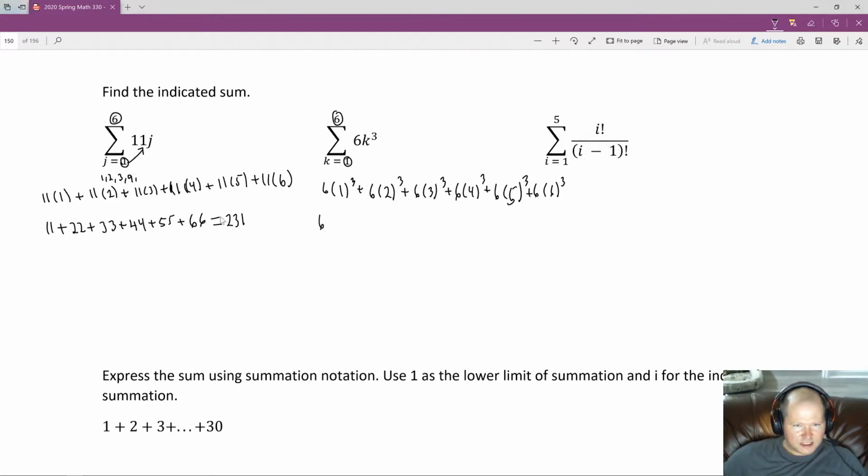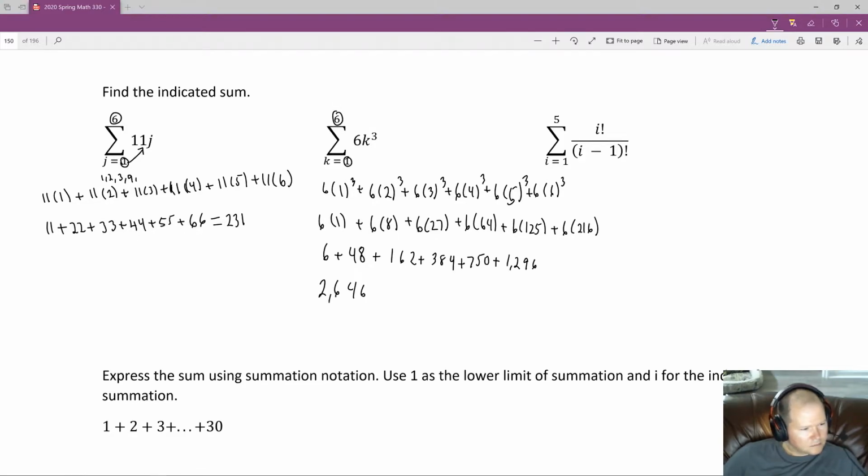Okay, so the first one is 6 times 1 to the third power, which is 1, plus 6 times 2 to the third power, which is 8, plus 6 times 3 to the third power, which is 27, plus 6 times 4 to the third power, which is 64, plus 6 times 5 to the third power, which is 125, plus 6 times 6 to the third power, which is 216. You're going to need a calculator for that.